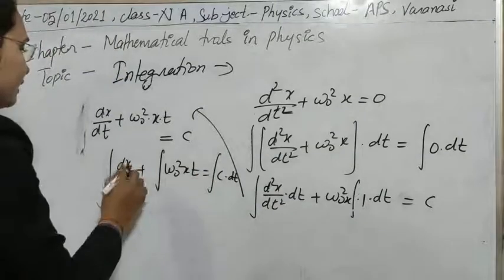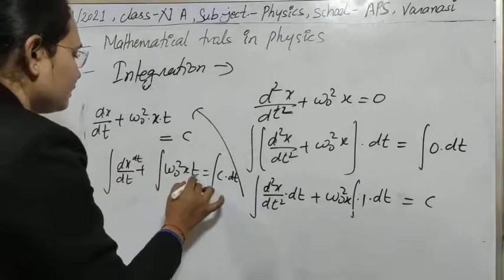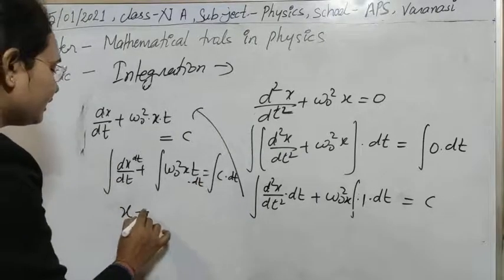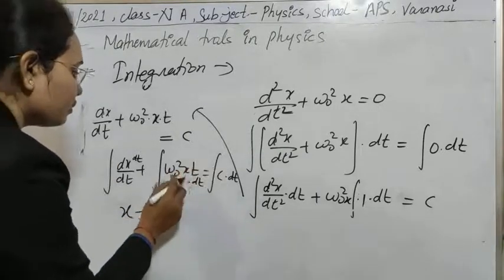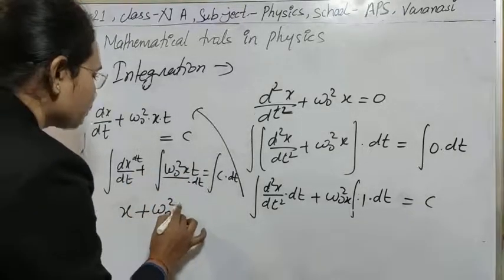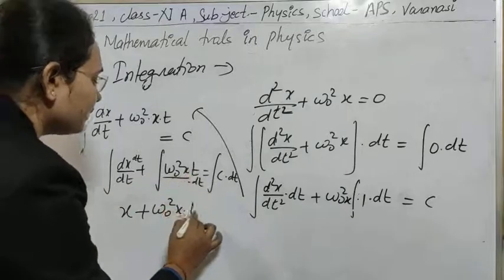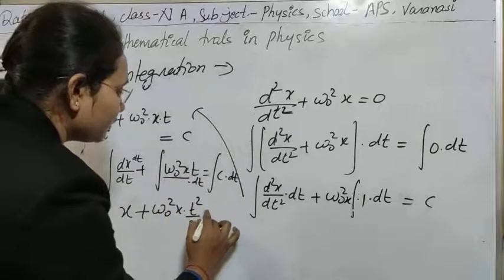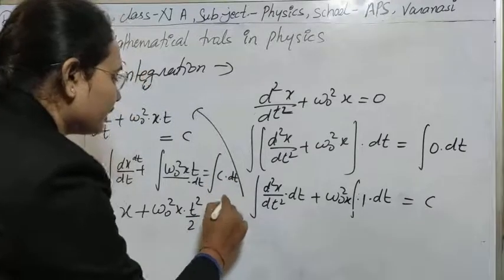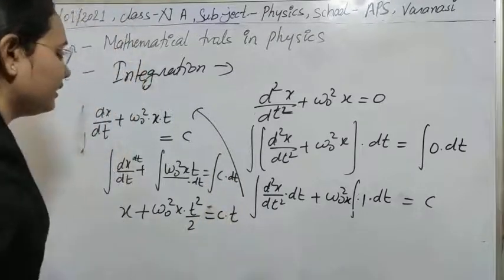Again if you integrate it, the integration will cancel the differentiation, and finally you will get x here, and this whole quantity will be treated as a constant. If you take omega square x outside, then the integration of t will be t square by 2. You can solve it by yourself, students. And c 1 dt will be equal to t finally.